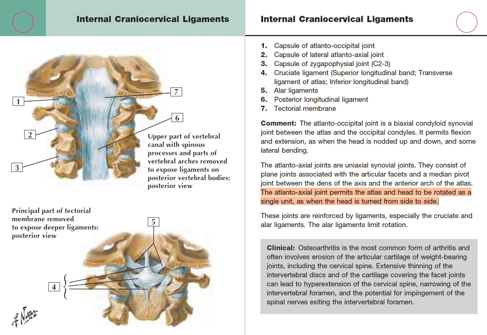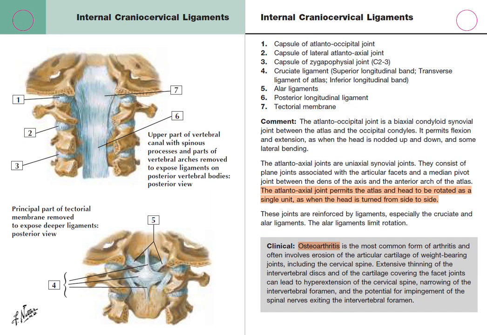Clinical correlation. Osteoarthritis is the most common form of arthritis and often involves erosion of the articular cartilage of weight-bearing joints, including the cervical spine. Extensive thinning of the intervertebral discs and of the cartilage covering the facet joints can lead to hyperextension of the cervical spine, narrowing of the intervertebral foramen, and the potential for impingement of the spinal nerves exiting the intervertebral foramen.